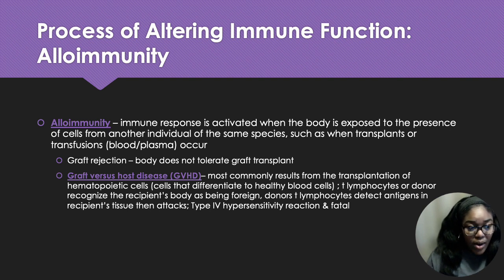That can be from an organ or different part of the body that has been donated or given to this individual. And then we have something that we call graft versus host disease, and it commonly results from the transplantation of hematopoietic cells. And when we talk about hematopoietic cells, those are cells that differentiate into healthy blood cells. So these are cells that are supposed to be injected or given to another individual, and they're supposed to proliferate into cells that produce healthy blood cells.